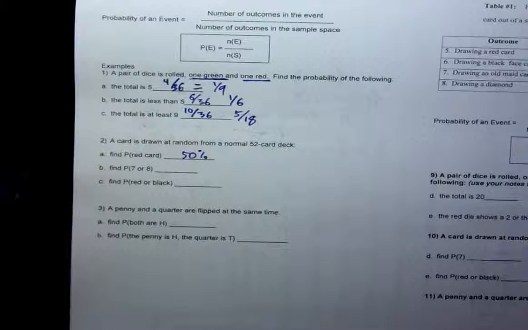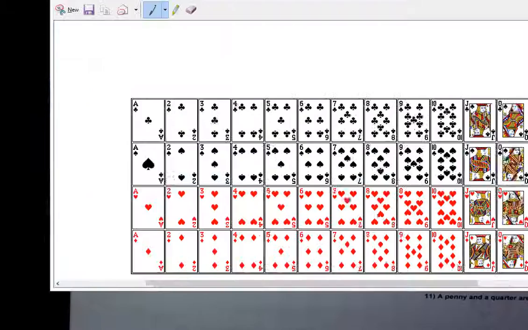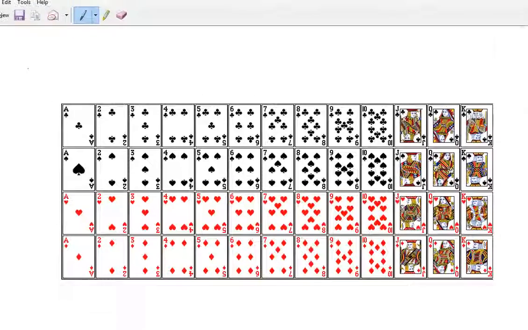You need the picture again? So 7 or 8? So 8 out of 52. Because we have 2 7s and 8s per suit, so 8, 7s and 8s total. And then that reduces to 2 out of 13.